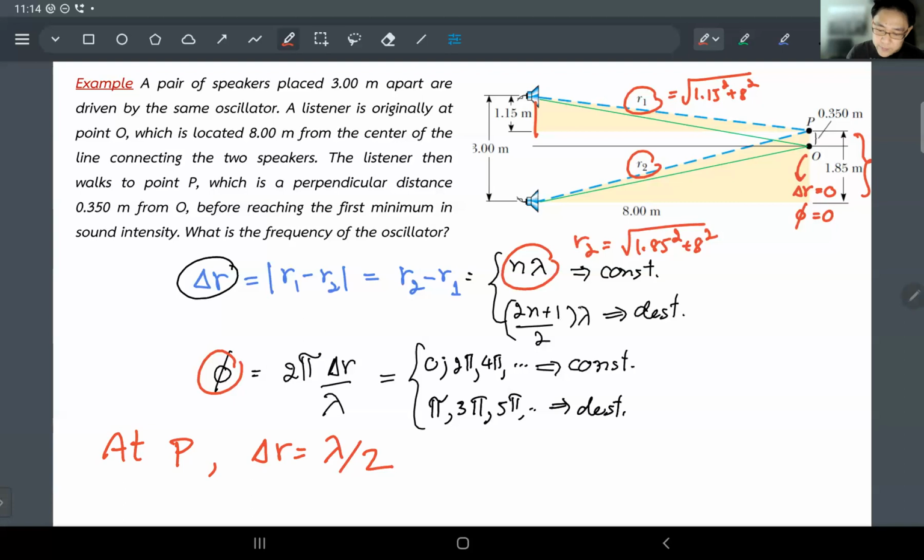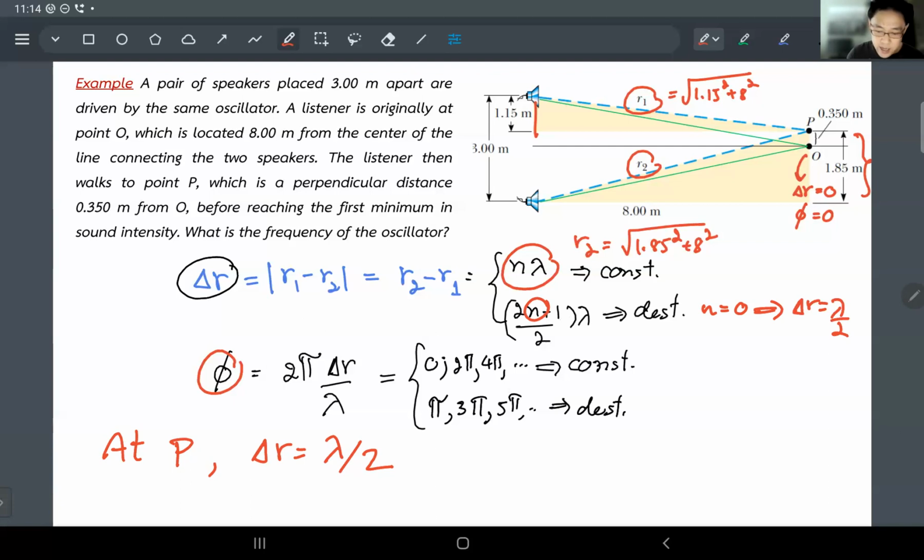And that is when n equals 0. Does that make sense? That's the lowest possible number that you're going to get for the first minimum. So you plug in the 0 in there, and then you get lambda over 2. There you go. Got that one?